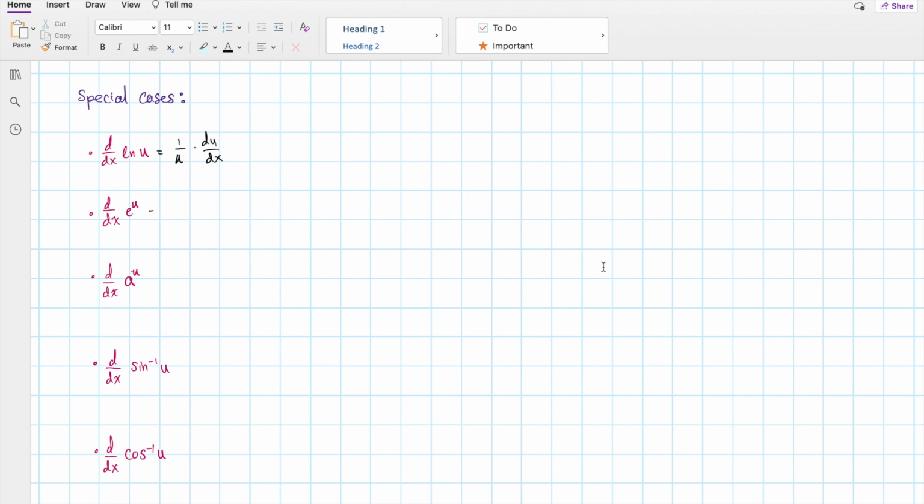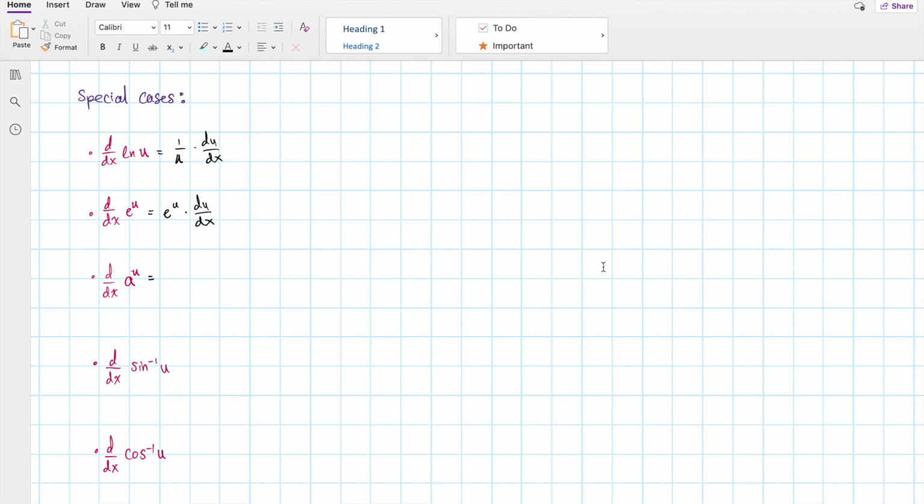Now we're going to take a look at the exponential function. The derivative of e to the power of u is going to be e to the u times du dx. So again, it's just going to be itself multiplied by the derivative of whatever u is.